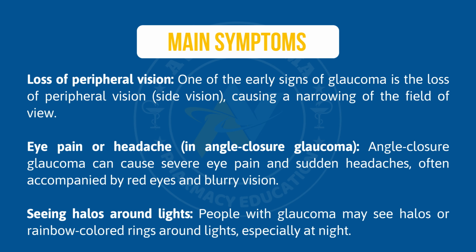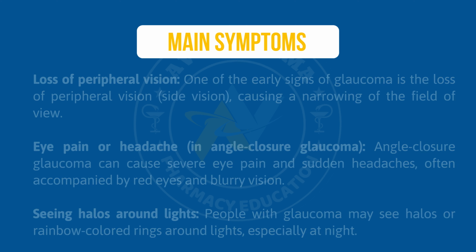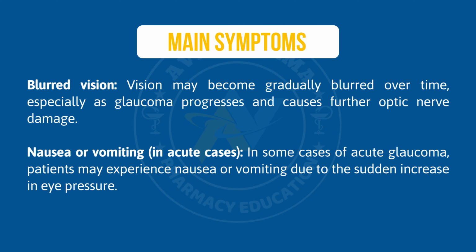Main symptoms. Loss of peripheral vision. One of the early signs of glaucoma is the loss of peripheral vision, side vision, causing a narrowing of the field of view. Eye pain or headache in angle-closure glaucoma. Angle-closure glaucoma can cause severe eye pain and sudden headaches, often accompanied by red eyes and blurry vision. Seeing halos around lights. People with glaucoma may see halos or rainbow-colored rings around lights, especially at night.